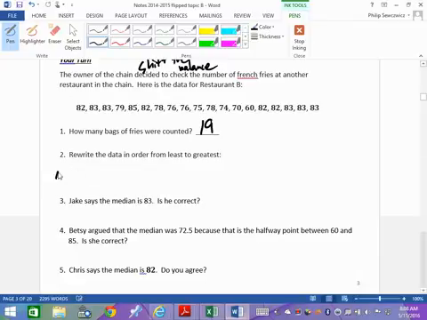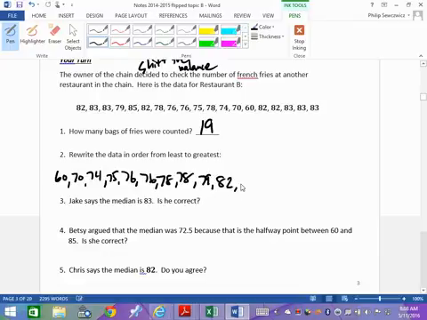It's going to be 60, 70, 74, 75, 76, 76, 78, another 78, 79, 82, 82, 82. Oh wait, 1, 2, 3, 4 of them. So that's another 82. And we're gonna have 1, 2, 3, 4, 5 83s. And then how about an 85? So we should have 19: 1, 2, 3, 4, 5, 6, 7, 8, 9, 10, 11, 12, 13, 14, 15, 16, 17, 18, 19. All right.